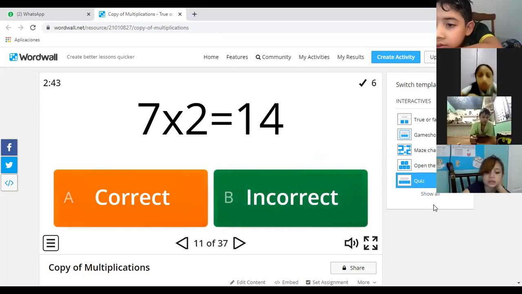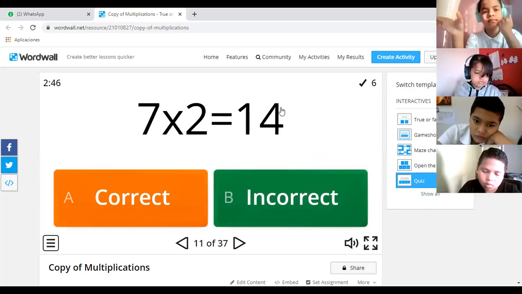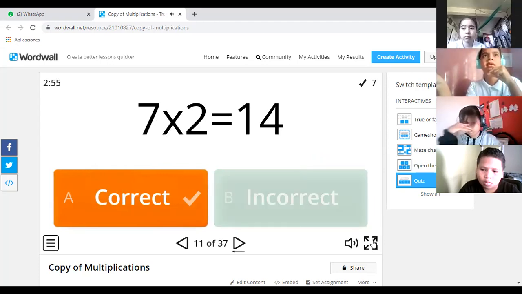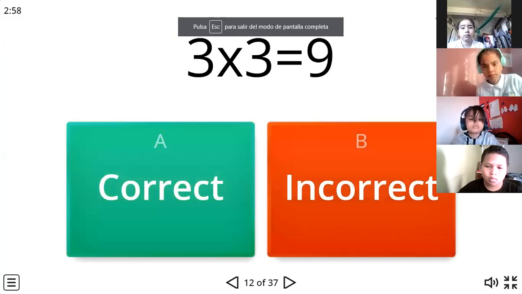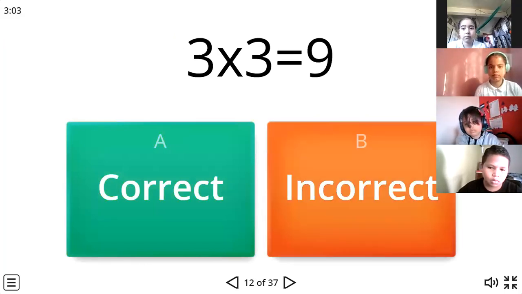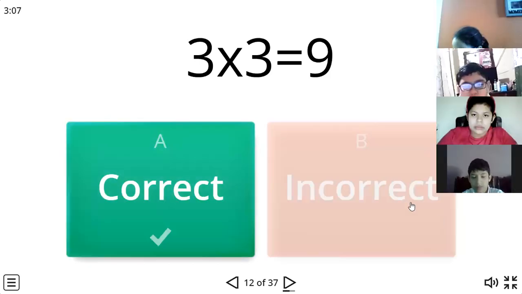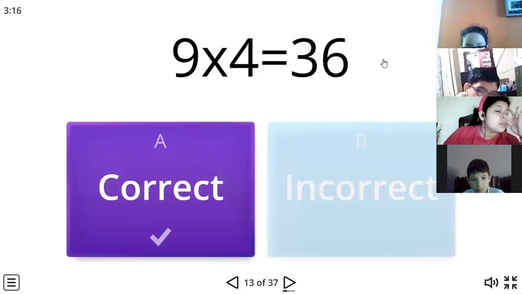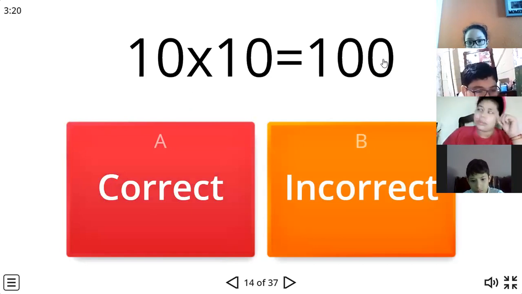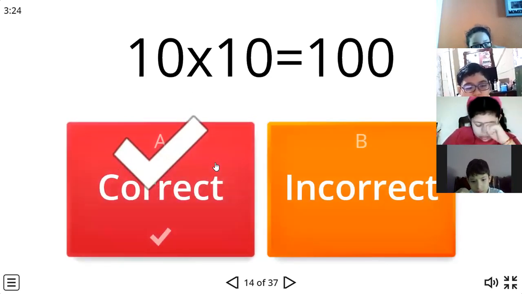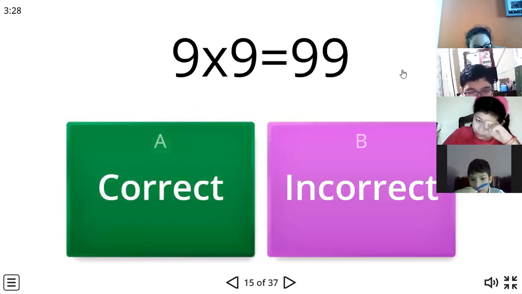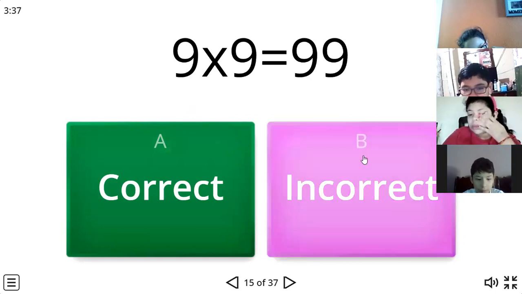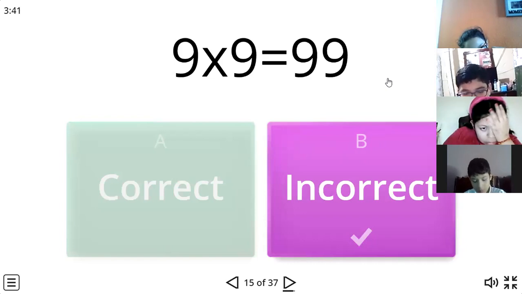Maria Jose, did you participate already? Yes, in the second one. Okay, let's see. Santiago. 7 times 2, 14, correct. Excellent. Jose Enrique. Correct, miss. Okay. Adriana. Correct. Okay. Christopher. 10 times 10. Correct. Jose Sebastian. It is incorrect, because 9 times 9 is 81, not 99.